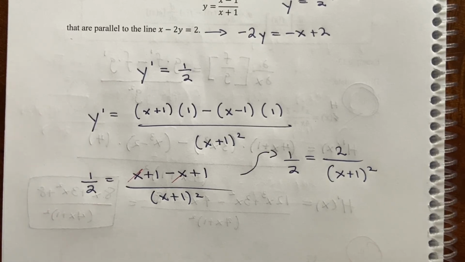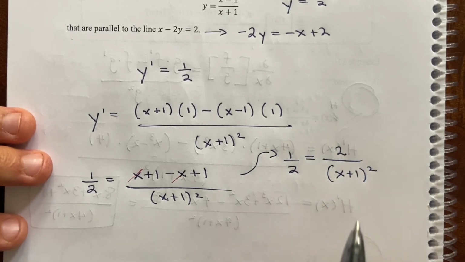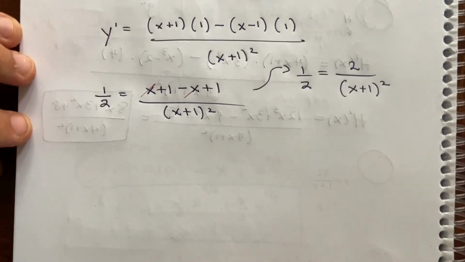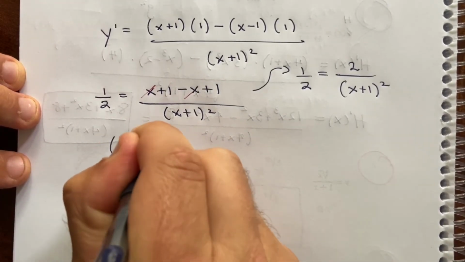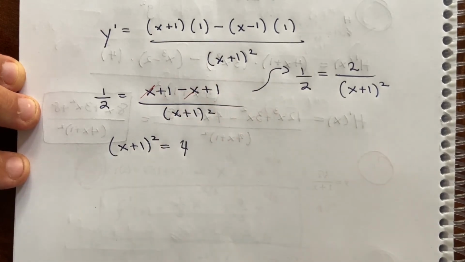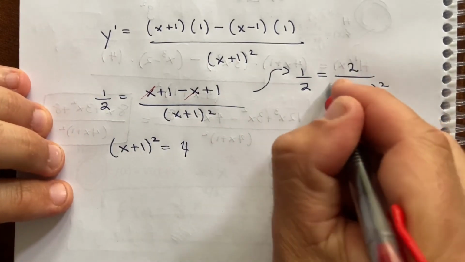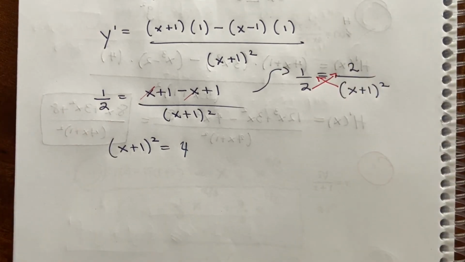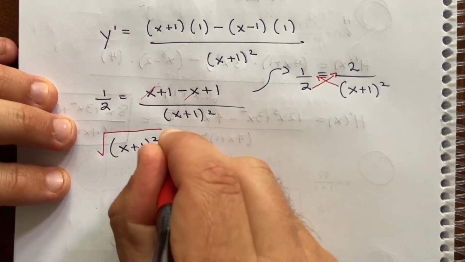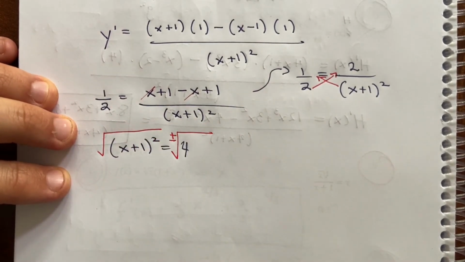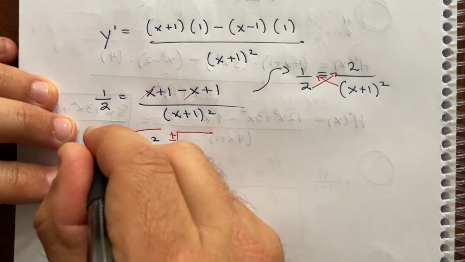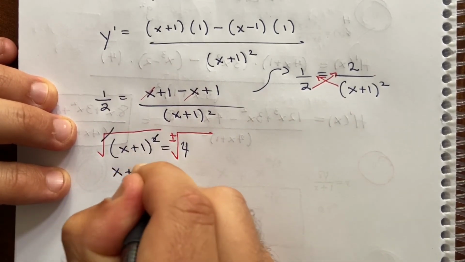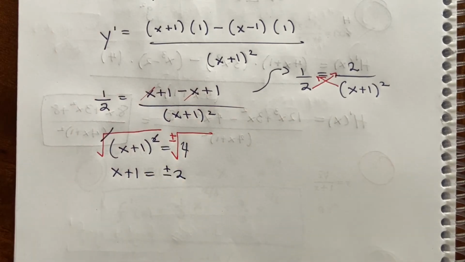Okay, maybe cross multiply at that step. So in other words, we'll have x plus 1 squared equals 4. So basically I took this times that and this times that. And now square root property, plus and minus on the side with the number. So these cancel, and we have x plus 1 equals plus and minus 2.